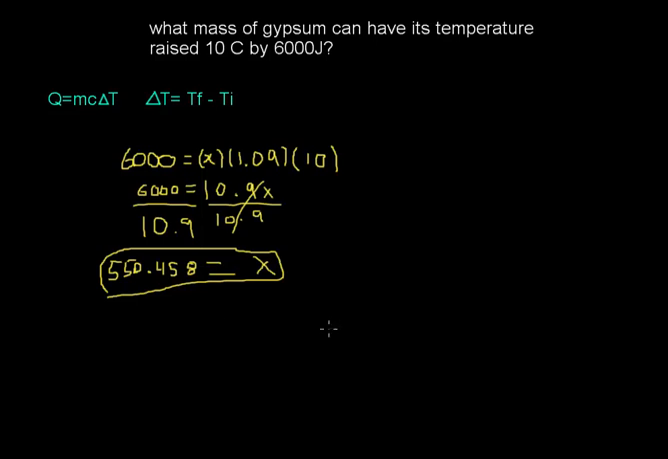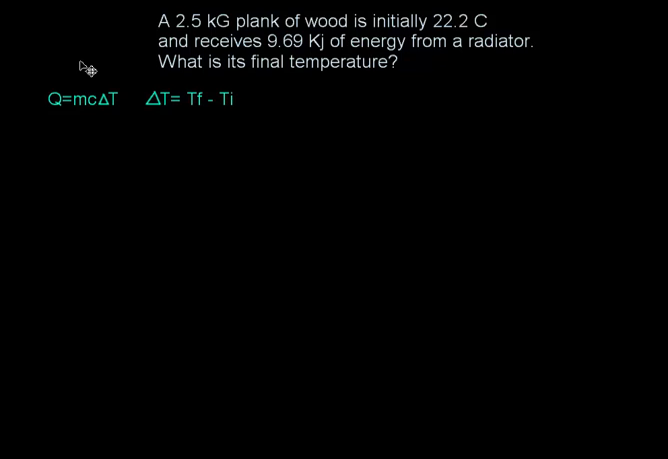Now let's do another question over here. This one was fairly easy. Okay, so we're given this question: a 2.5 kilogram plank of wood is initially 22.2 degrees Celsius and receives 9.69 kilojoules of energy from a radiator. What is its final temperature?